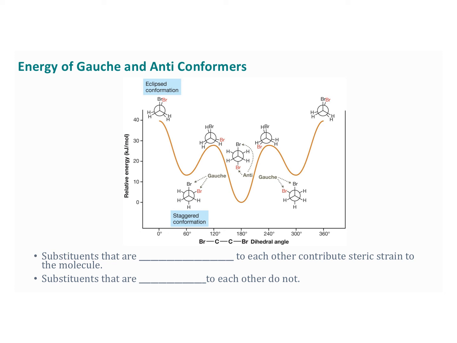We've already talked about this, but substituents that are gauche to each other contribute steric strain to the molecule, and substituents that are anti to each other do not. That's why anti is at a lower energy than gauche.